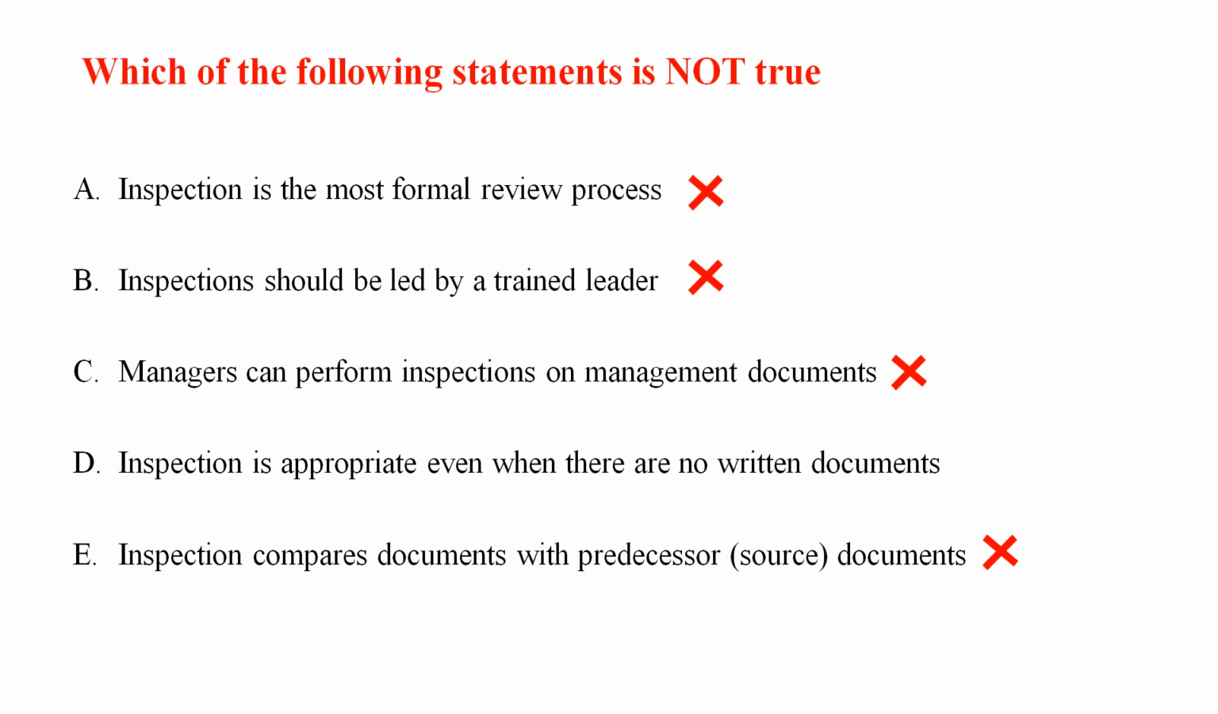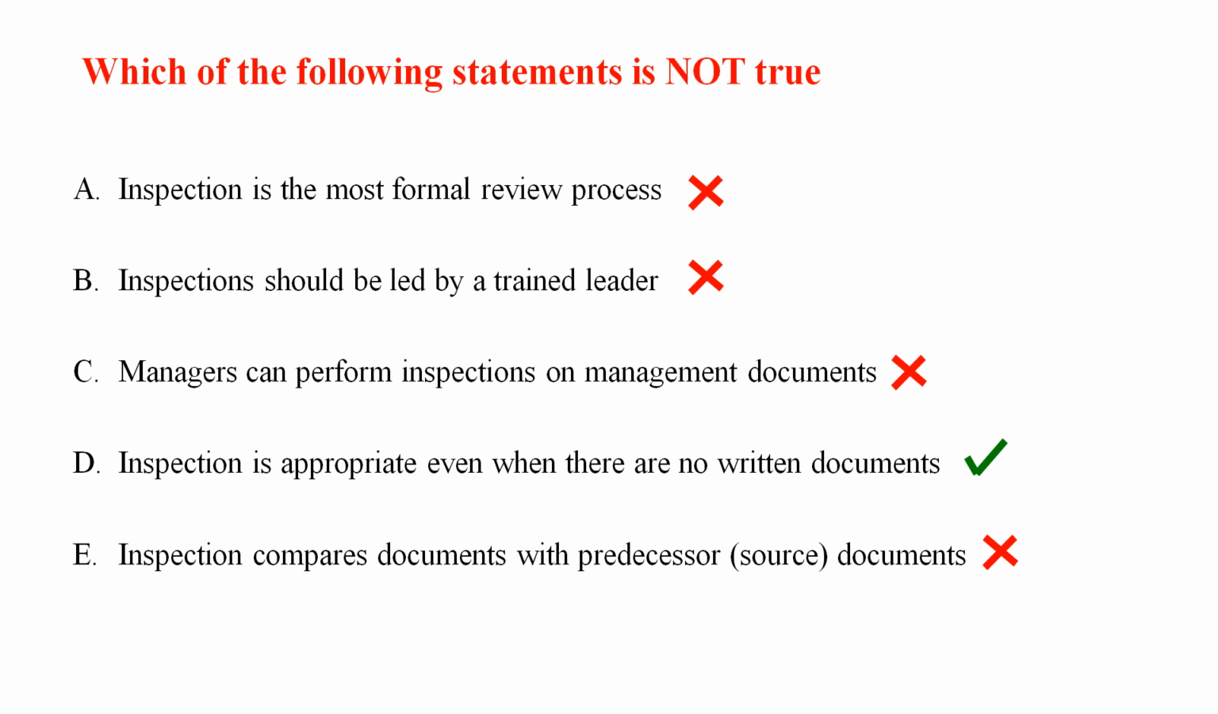Next, inspection is the most formal review process. See, inspections are always informal. That is, all inspections are unofficial, unplanned. And next, this is the not true one. Inspection is appropriate even when there are no written documents. This is false, because if and only if the written documents are there, then only you can do inspection on the document. Otherwise, how can you do the inspection? So option D is the correct one. That means option D is the false statement.